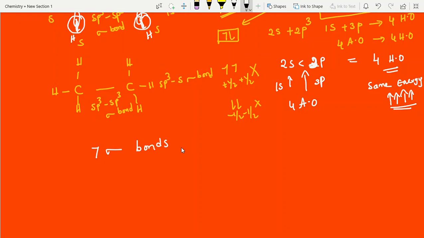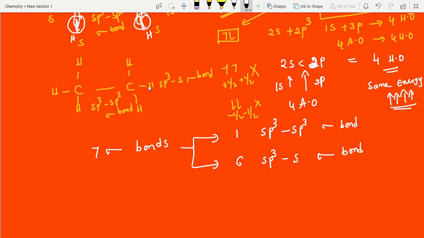Out of 7 sigma bonds, 1 is an sp3 sigma bond and the remaining 6 are sp3s sigma bonds. Okay, so clear? You have to give a proper explanation. In a theory examination, don't expect too many questions. They'll just ask, in the ethane molecule, what is the hybridization, explain. But in competitive examinations, out of 7 sigma bonds, they are also asking the actual type.